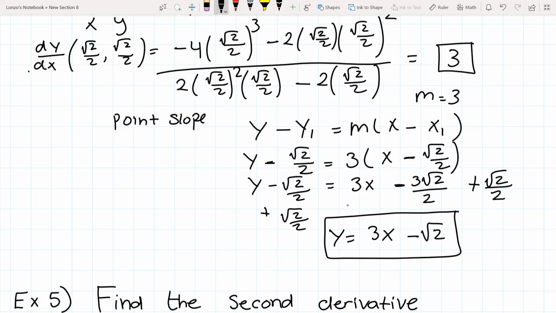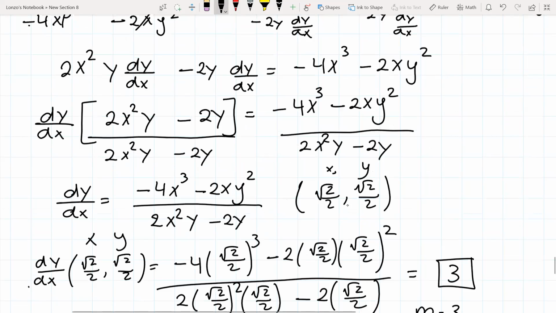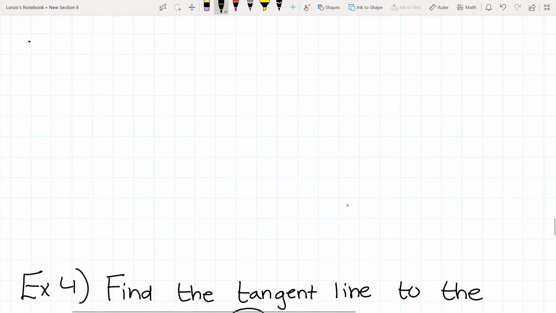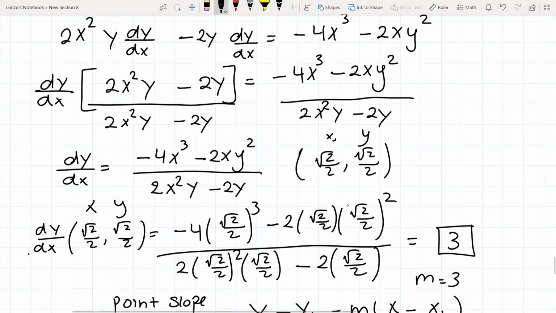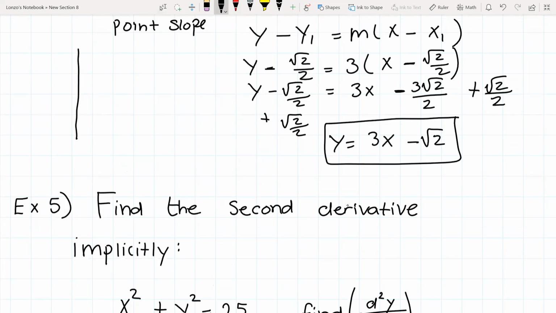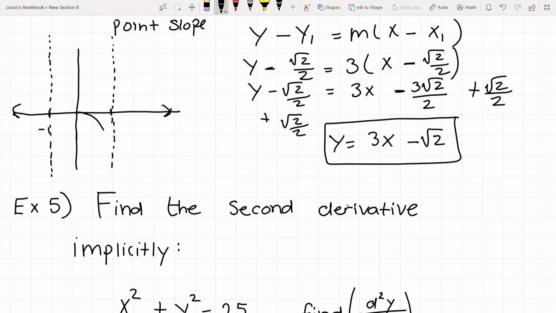So if we were to graph the original problem, it would look something like this, roughly. Do the vertical line. And then it's going to look something like this.